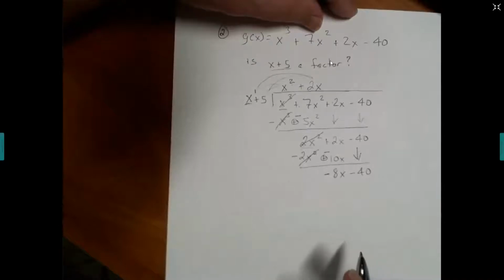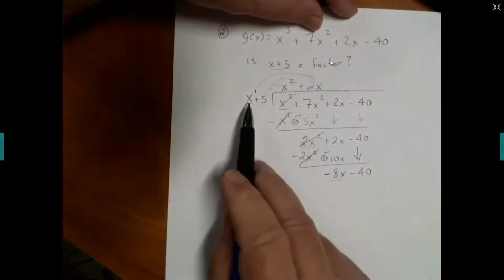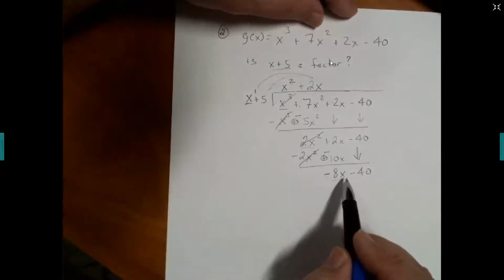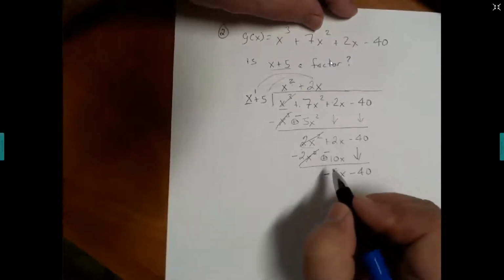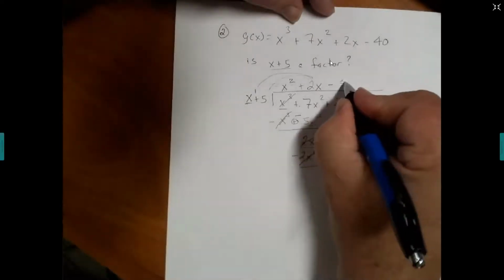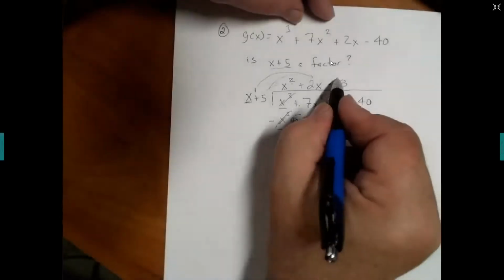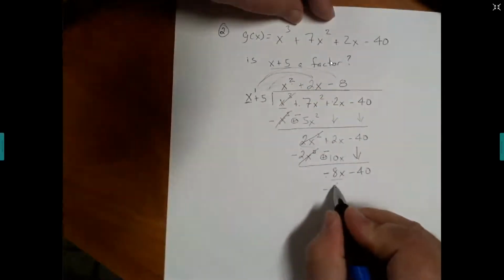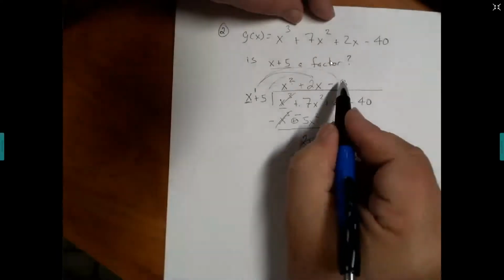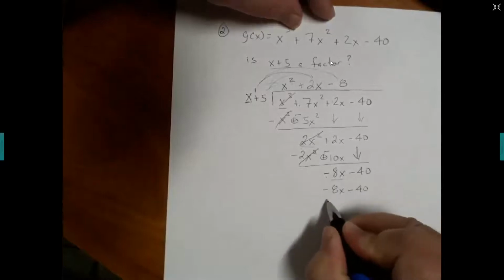Repeat the process. Look at the leading terms only. What times x gives me negative 8x? I have an x already, so I'm missing a negative 8. So it's a negative 8. Multiply that. So negative 8 times x is negative 8x. Negative 8 times 5 is negative 40.